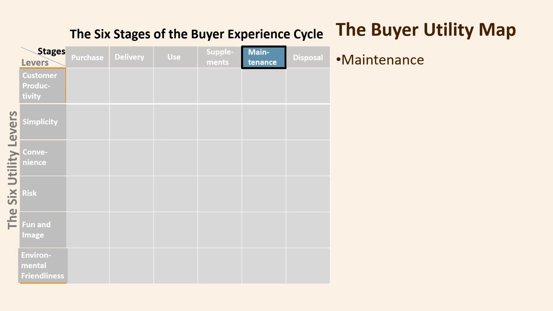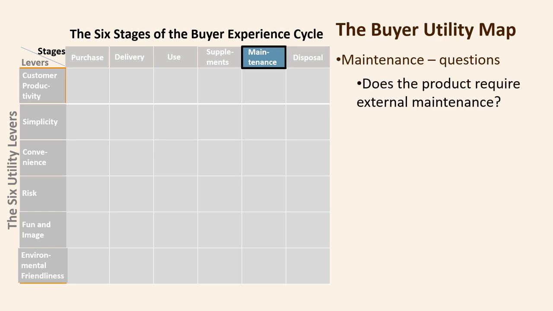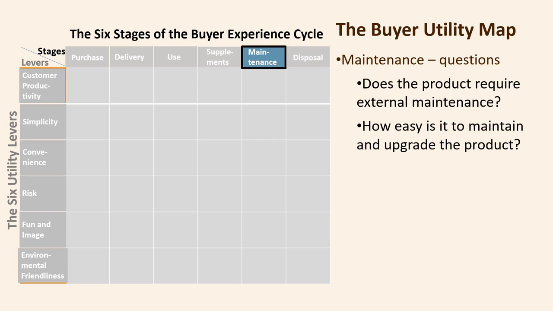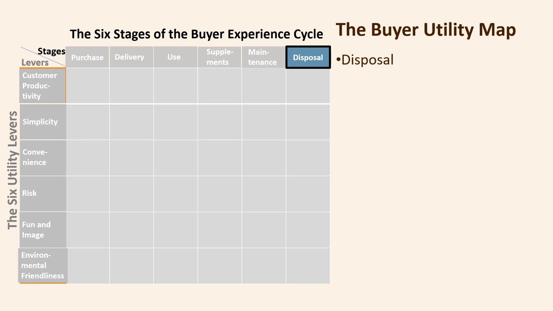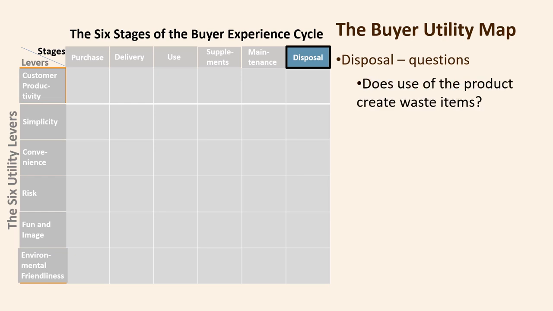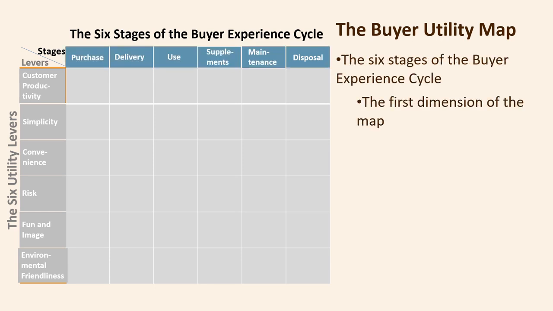The fifth stage is maintenance. The questions in this stage are: does the product require external maintenance? How easy is it to maintain and upgrade the product? The sixth and last stage is disposal. The questions in this stage are: does use of the product create waste items? How easy is it to dispose of the product? These 6 stages of the buyer experience cycle were the first dimension of the map.